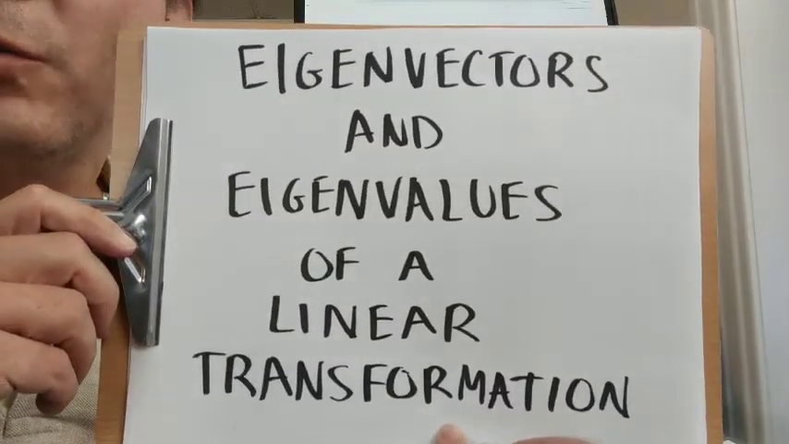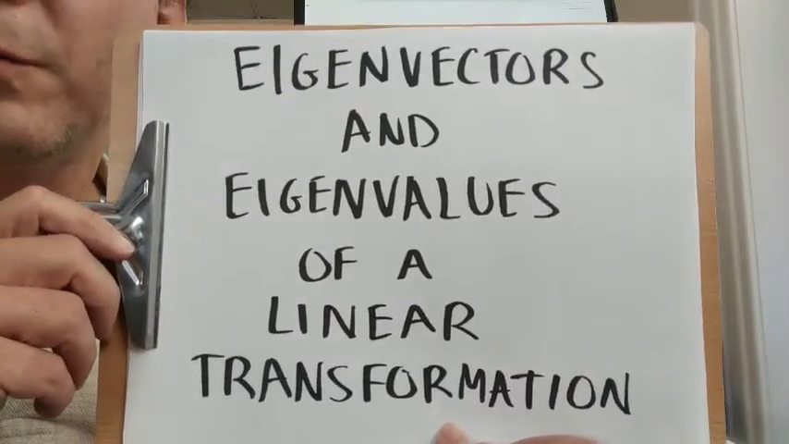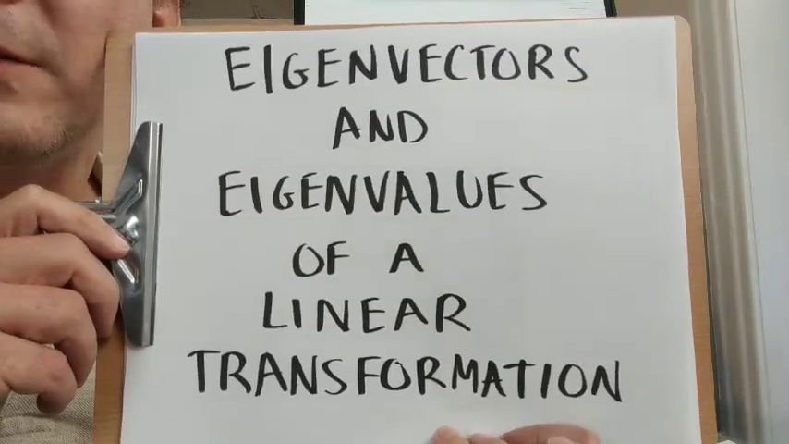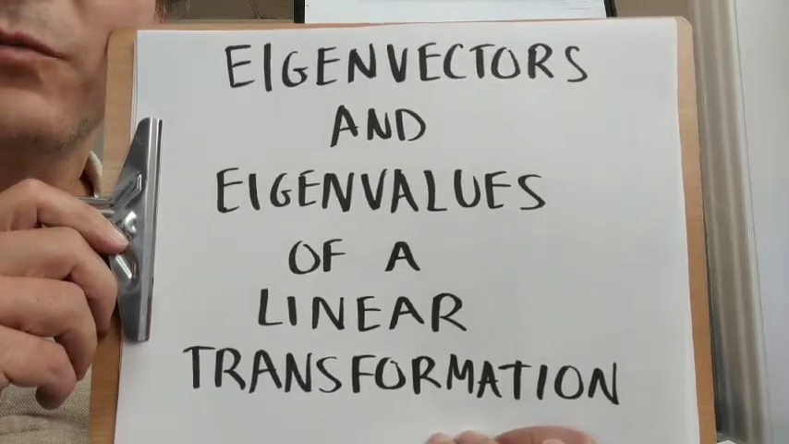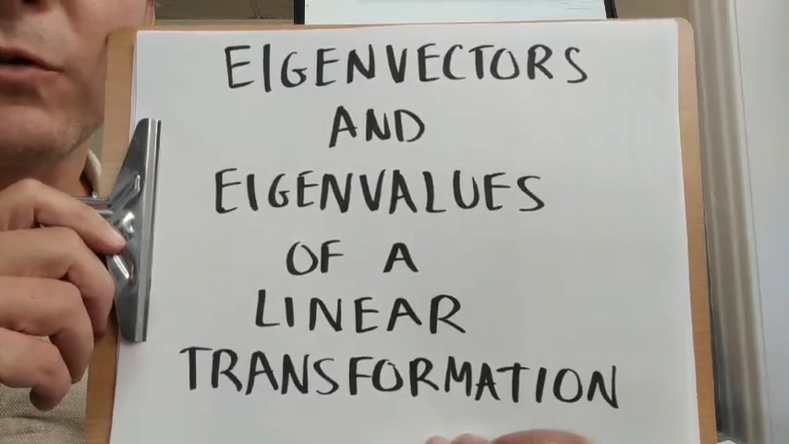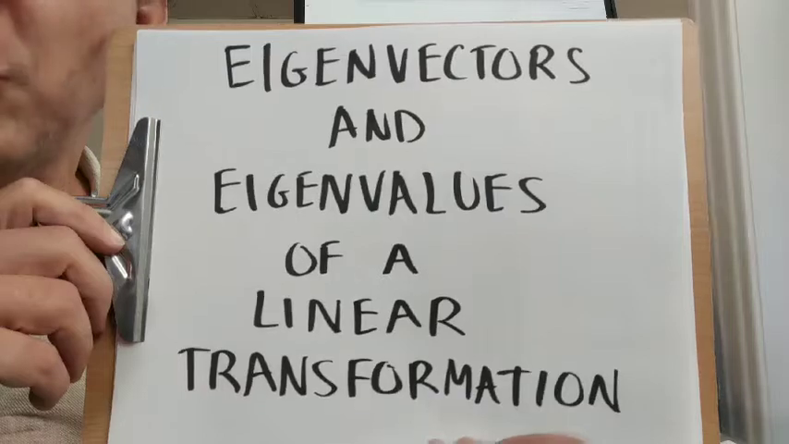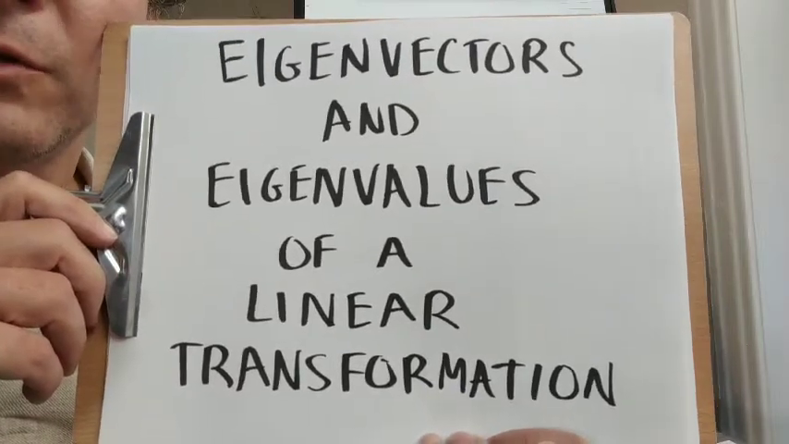If T is a linear transformation from a vector space to itself, then of course we can apply T to any vector at all in the vector space. But sometimes we can find special vectors in the vector space where something special happens when we apply T. So let's look at that.